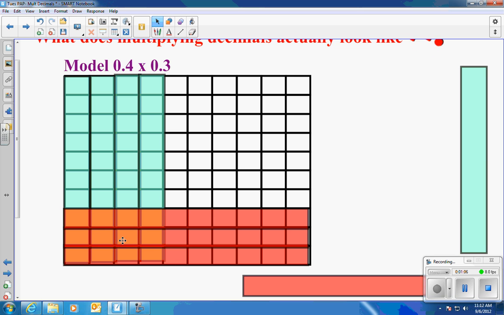So when we look at these, the answer is going to be the part where you can see that they're overlapping.